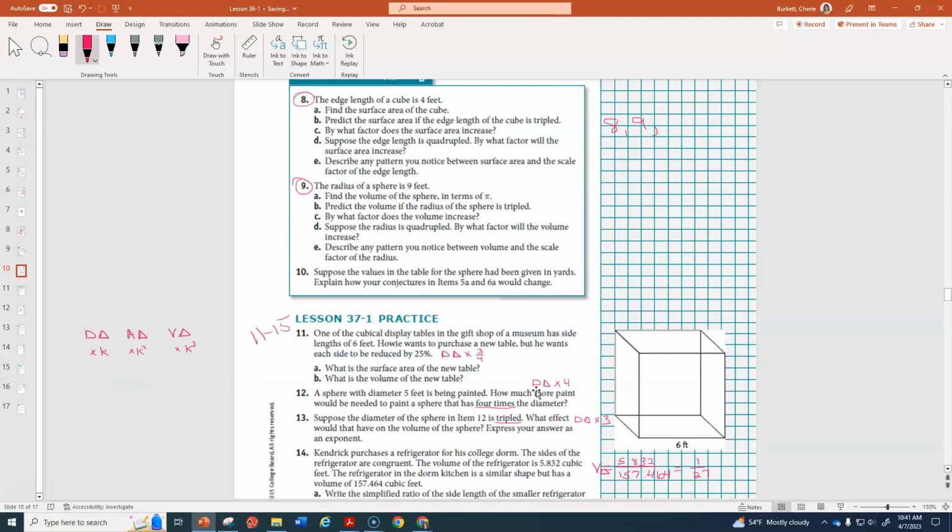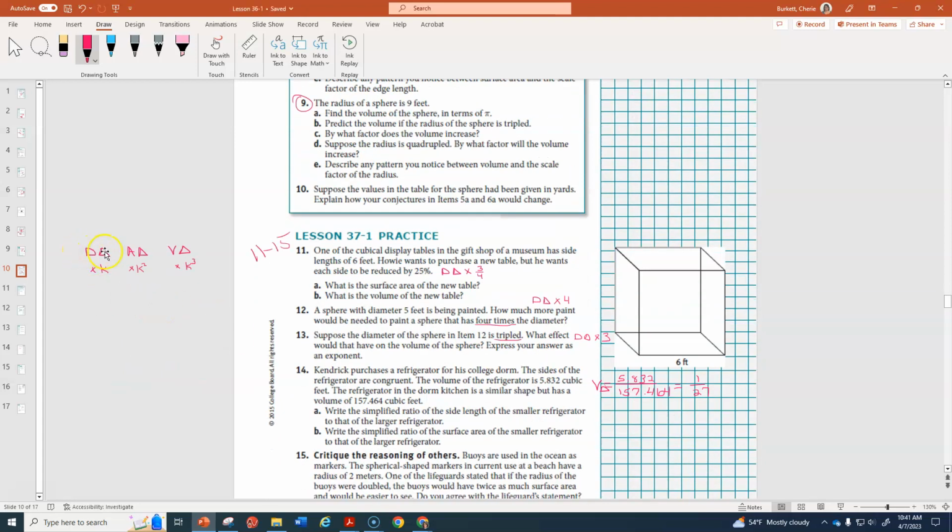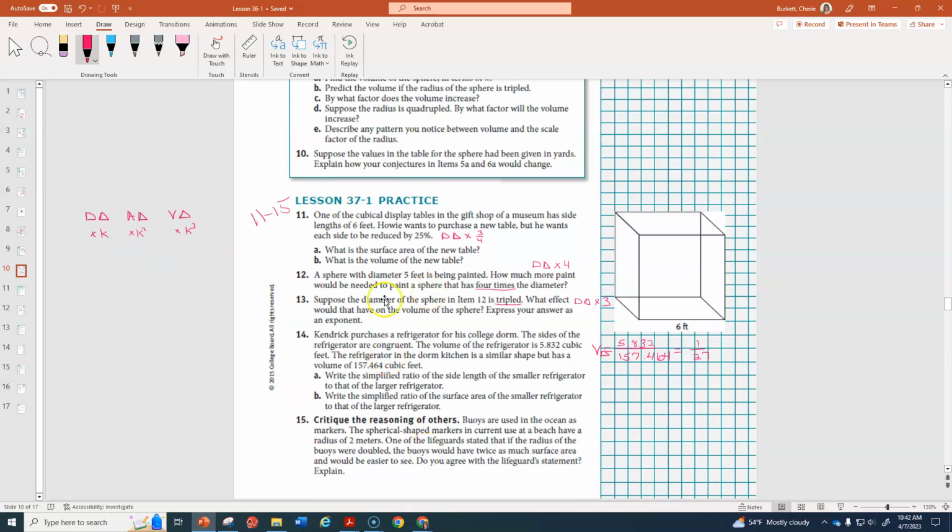So it doesn't matter over here. That's why I said if the dimension change is by k, by some multiplier, whether it's a fraction or a whole number, the area change is going to be by k squared, and the volume change is going to be by k cubed. So that should help you get these problems worked.